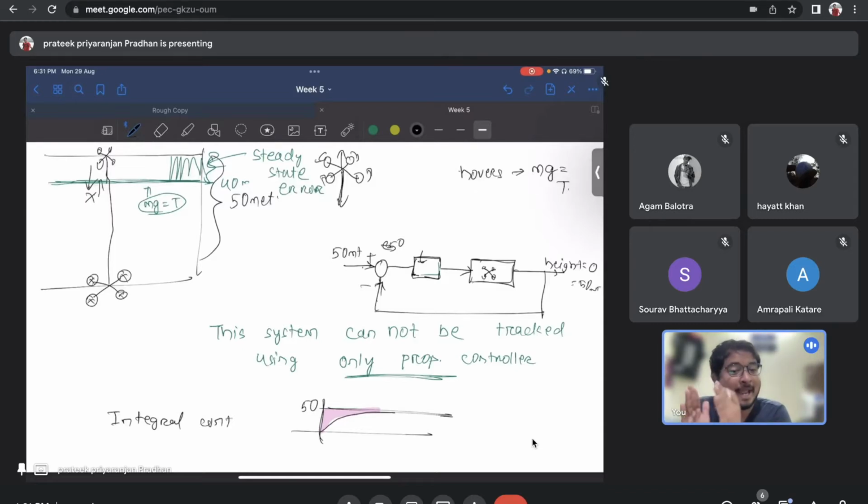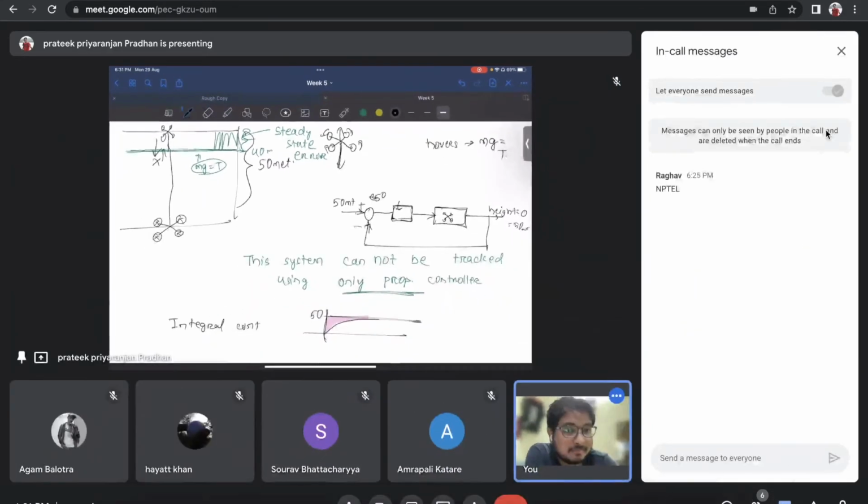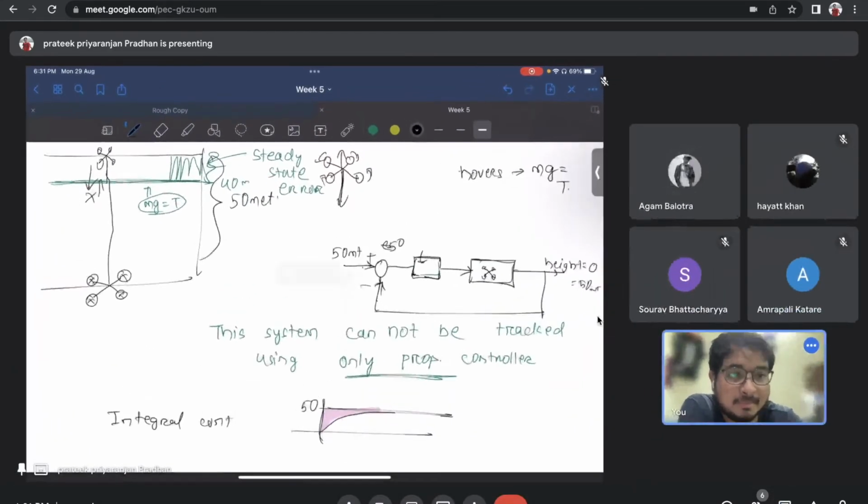From the proportional controller, I am not getting any control input because the error is 0. But as the error has been integrated for the integral controller, it has some value. So using KI controller, if I want to reach 50 meters, it is possible. Is it clear? Okay. And anybody else, like Amrpali and Hayat, is it clear to you guys also? Okay, very good.